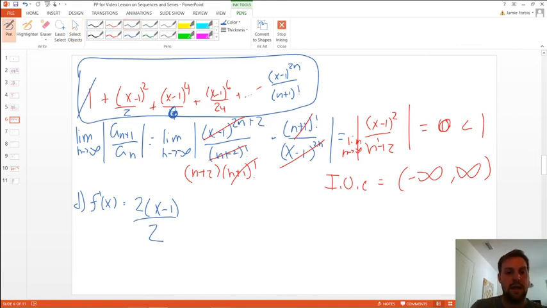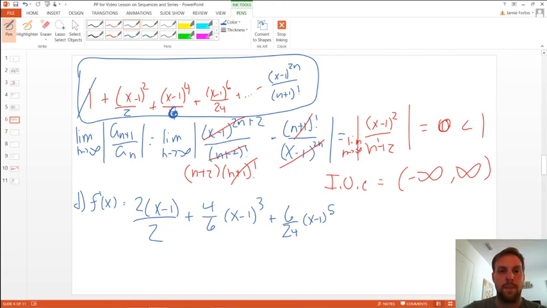They do. And then plus, the derivative of that next term is going to be 4/6 times x minus 1 to the third, and then plus 6 over 24 times x minus 1 to the fifth, and then plus dot dot dot plus. Now if I take that derivative, it's 2n times x minus 1 to the 2n minus 1 power, just the power rule, over n plus 1 factorial.